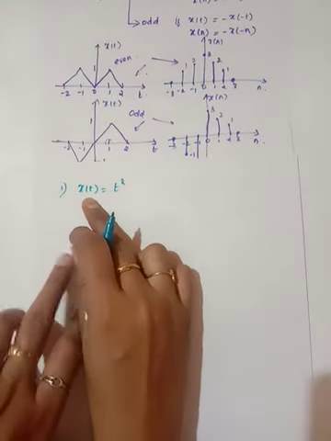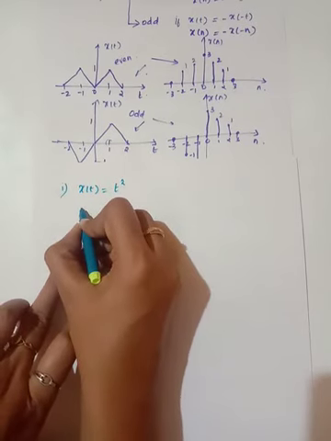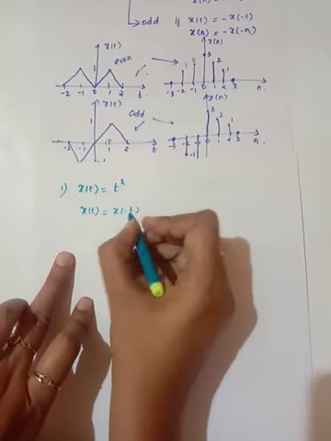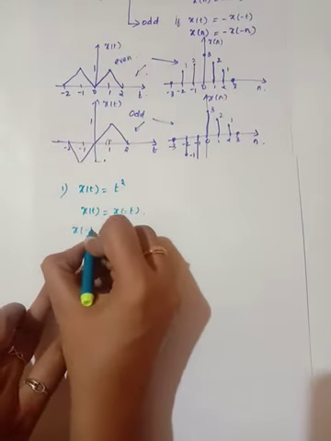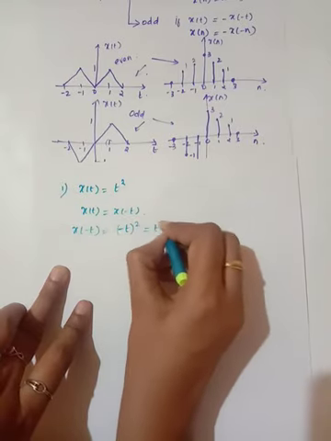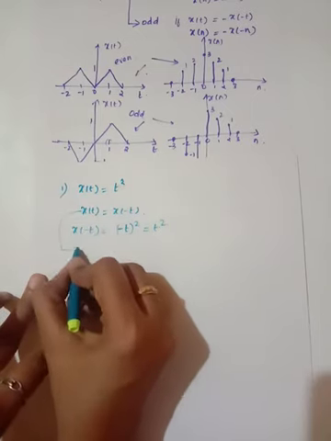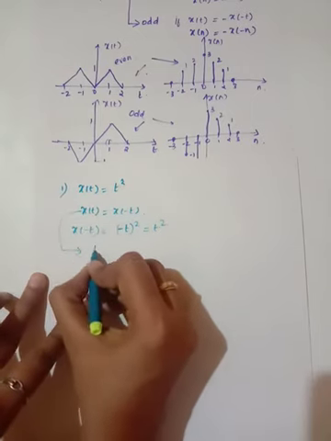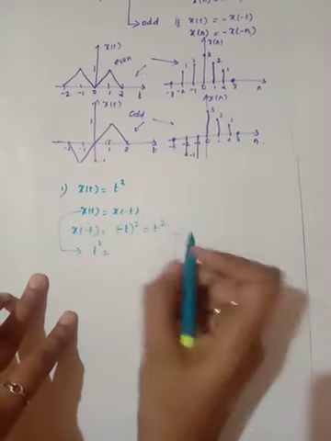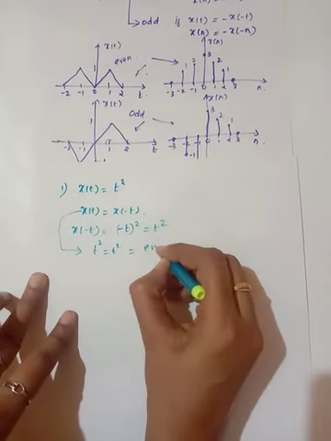Now consider the example x of t is equal to t square. First we will find whether it is an even signal or an odd signal. That is, x of t equal to x of minus t, we need to check first. So first we find x of minus t. When you substitute minus t the whole square, you will get t square. Here x of minus t we have found. Now we will check this condition. x of t is also equal to t square, right? So both sides are equal, so it is an even signal.